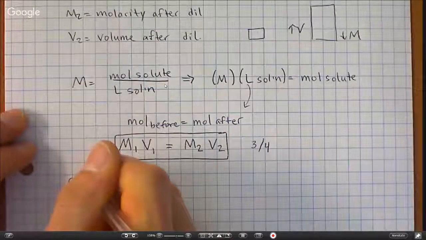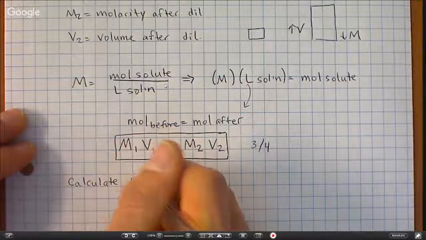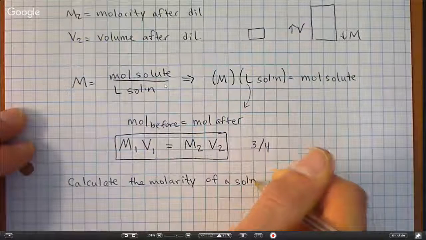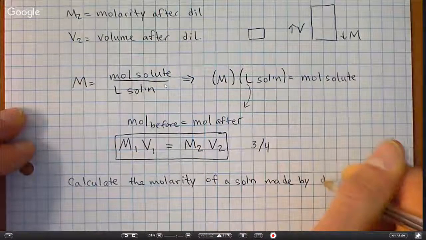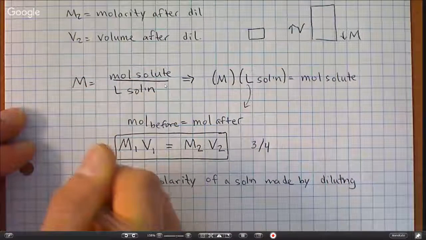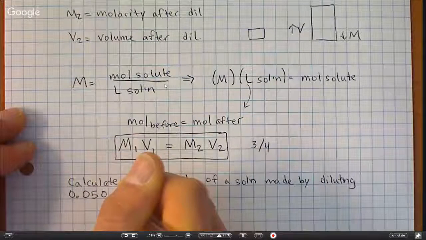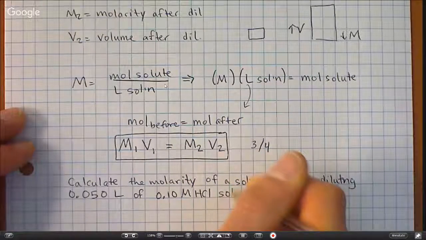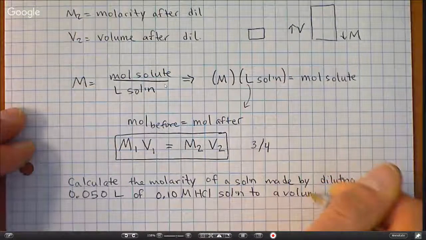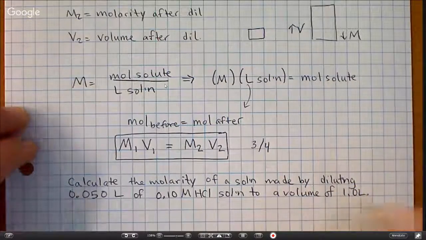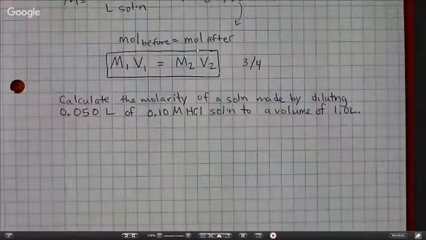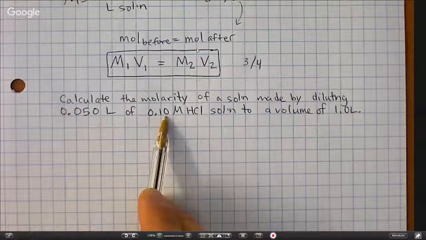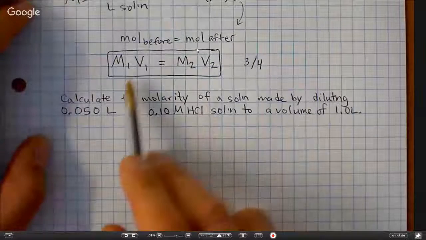Here's a problem for us to take a look at and practice this. Calculate the molarity of a solution made by diluting 0.050 liters of a 0.10 molar HCl solution to a volume of 1 liter. So calculate the molarity of a solution made by diluting this volume of this concentration to a bigger volume.